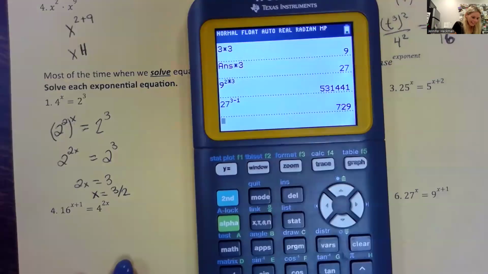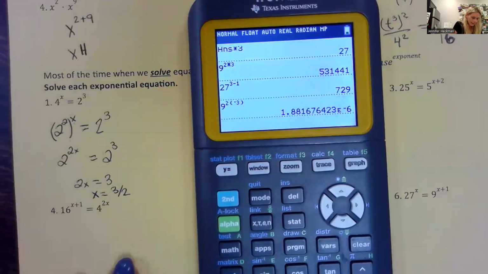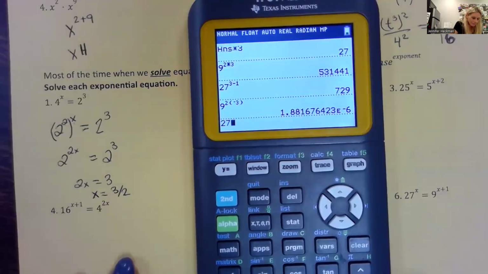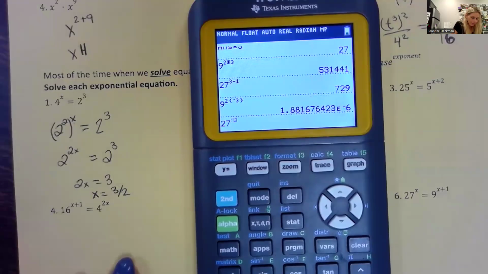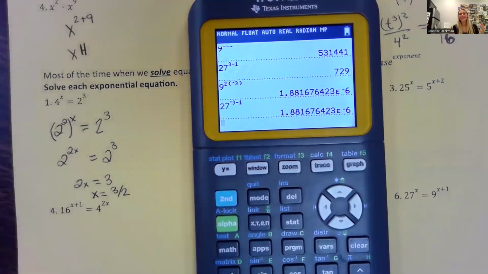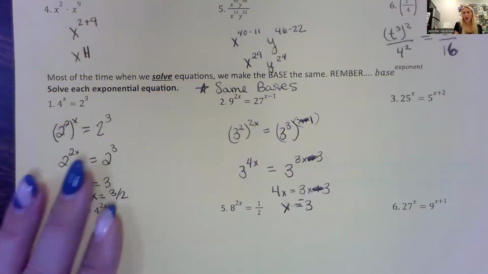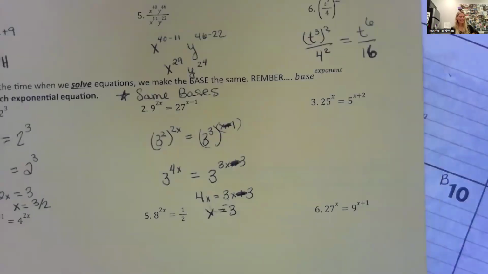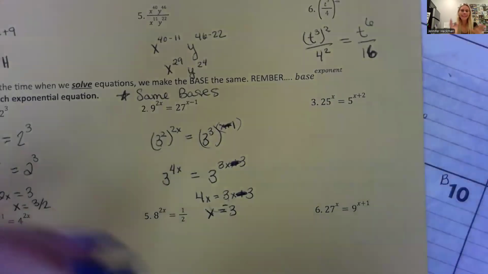So this is going to be 9 to the 2 times negative 3. And this is going to be 27 to the negative 3 minus 1. Let's see what happens. Now I got the right answer. This is the great thing about checking your work, right? I made a stupid mistake writing it down. I didn't even do a mathematical mistake. I wrote it wrong. So let's see if we can continue without making mistakes.